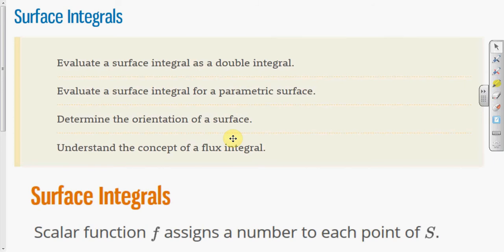We're going to talk about surface integrals. There was a section in chapter 14, I believe it was 14.5, where we talked about the surface area. I don't know if you recall that, the surface area. So here we talk about the surface integral. The only difference is some function f that's assigned.